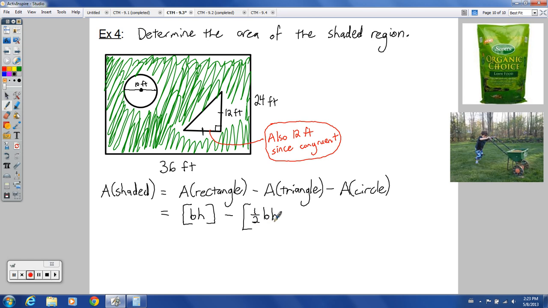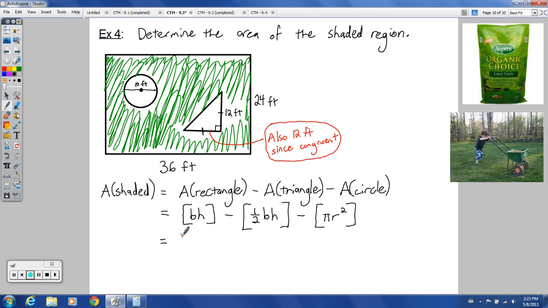This is now referring to the base and height of the triangle, which may be different than this BH, so just keep that in mind. And the circle, the area of the circle is pi r squared. So we take this minus this minus this, that will give us what we need, our final answer.